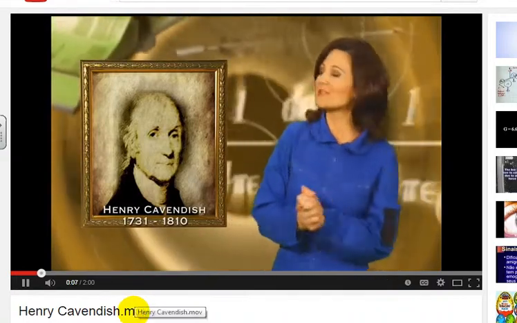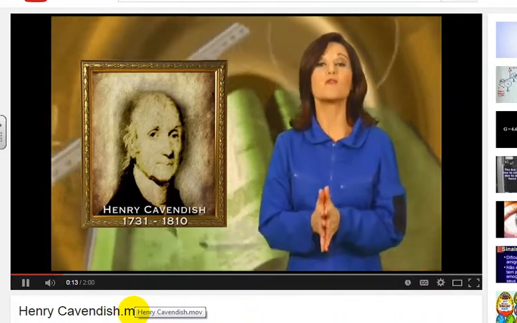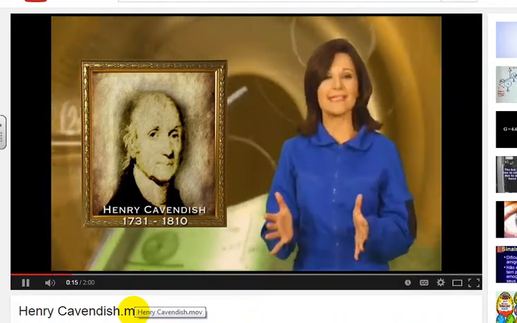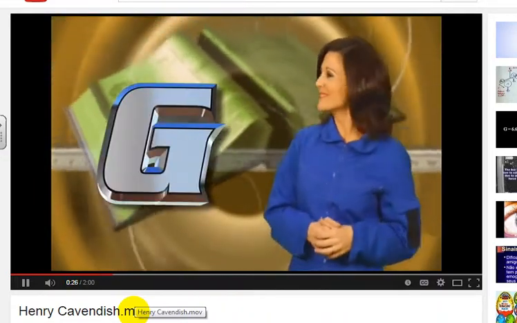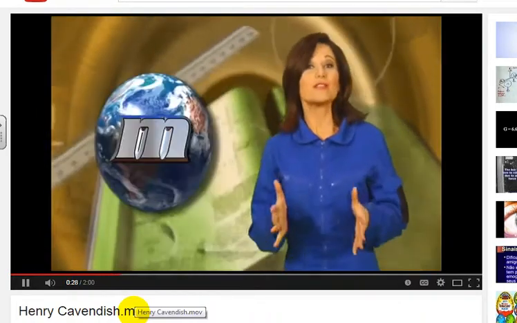Let me introduce you to chemist Henry Cavendish. How's it going, Henry? Fine. Henry is known for the Cavendish experiment. He was the first person to measure the force of gravity between masses in a laboratory and to produce an accurate value for the Earth's density. Correct. His work led to accurate values for the gravitational constant G. What's up, G? Yo. And the Earth's mass.